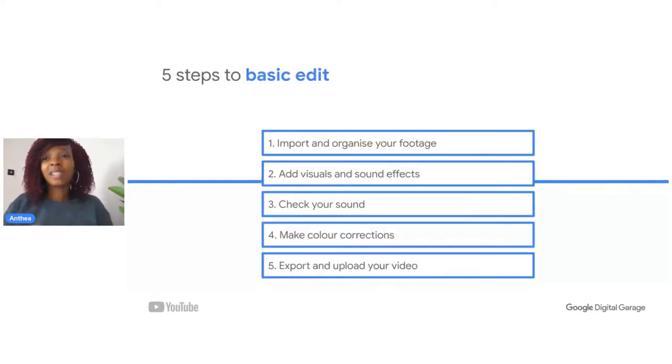So there are five basic steps to edit. The first is, editing is about taking all of your content and now chopping it down to what's going to be usable.